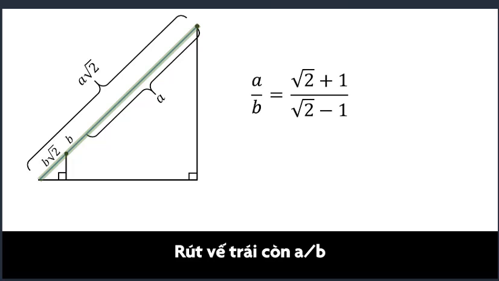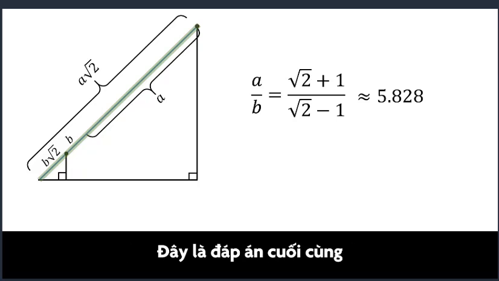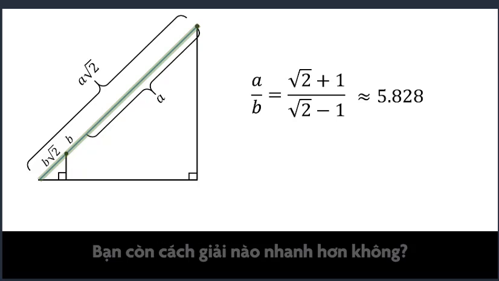We thus get that a divided by b is equal to the square root of 2 plus 1 all over the square root of 2 minus 1, which is approximately equal to 5.828. And that's the answer. It's a cute little problem, and I think it's fun to solve.